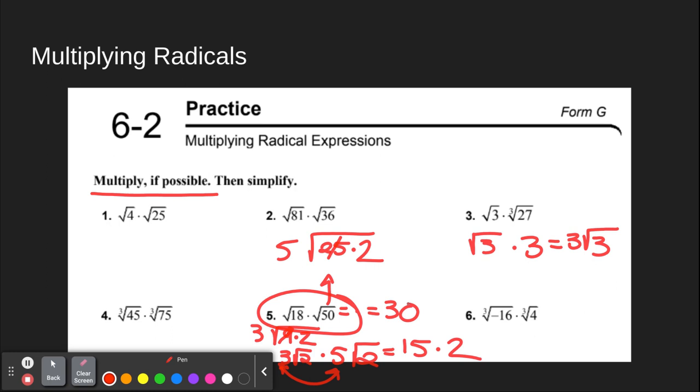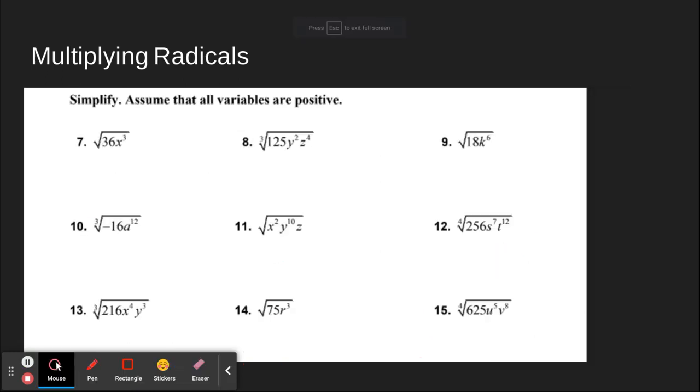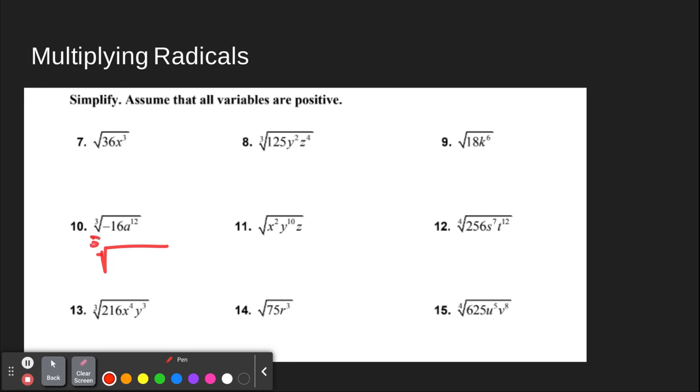Let's do some harder ones. All right, Carlin picked a good one. We're going to do number 10. Notice this feels a lot like what we did yesterday, which means this must be important and difficult because they're going back through it. Okay? The cube root of negative 16a to the 12th. Well, first of all, to Rachel's point, it is okay to have a cube root of negatives. It's a cube root. I want you to think about this like the cube root of negative 16 times the cube root of a to the 12th.